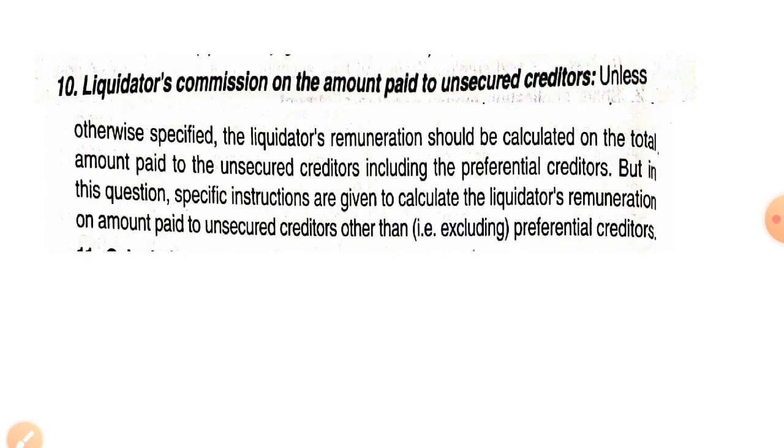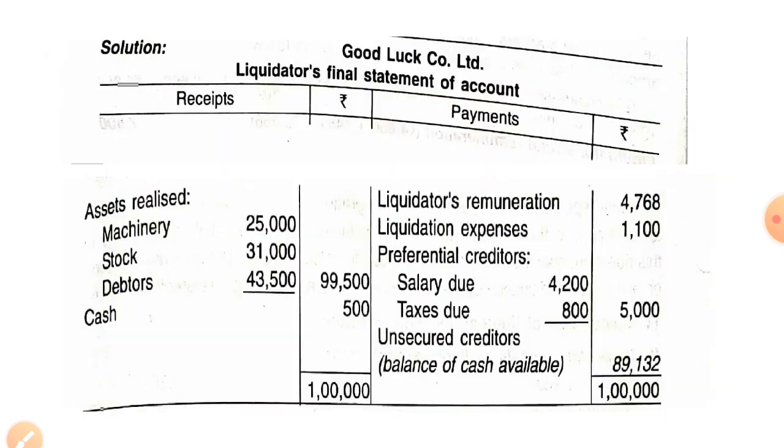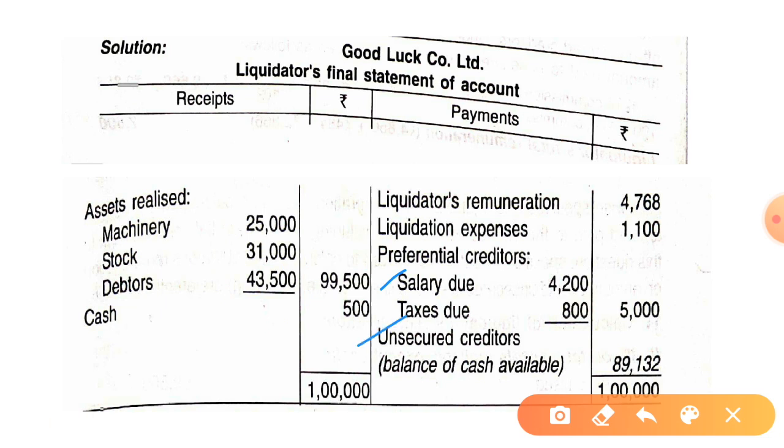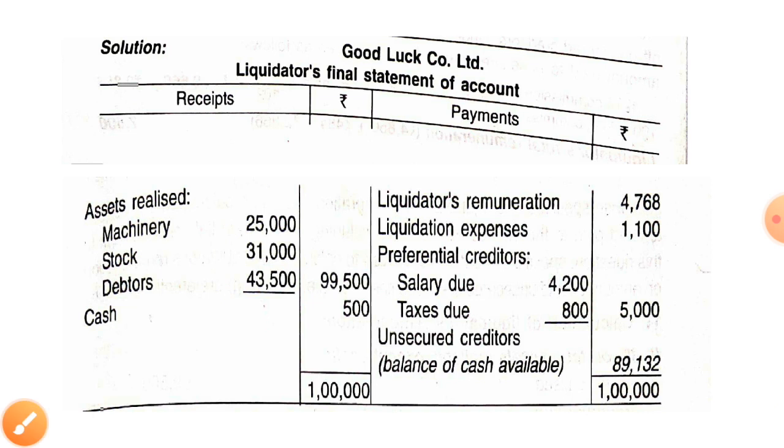Now finally we can prepare the liquidator's final statement. So assets realized, all these assets we are writing, right? 99,500. Then cash 500. Liquidators remuneration 4,768. Then liquidation expenses. Then comes preferential creditors, salary due, taxes due, 5,000. So the remaining balance will be given to the unsecured creditors, 89,132. I hope you understood this problem. Thank you.